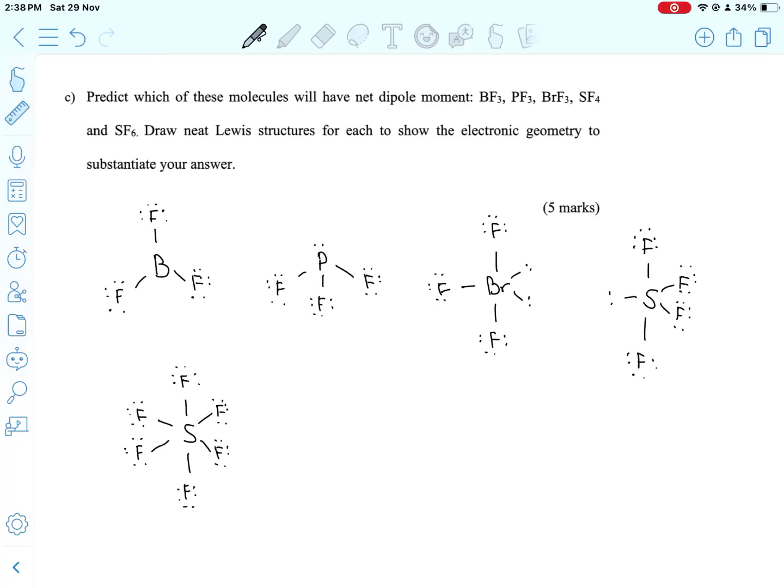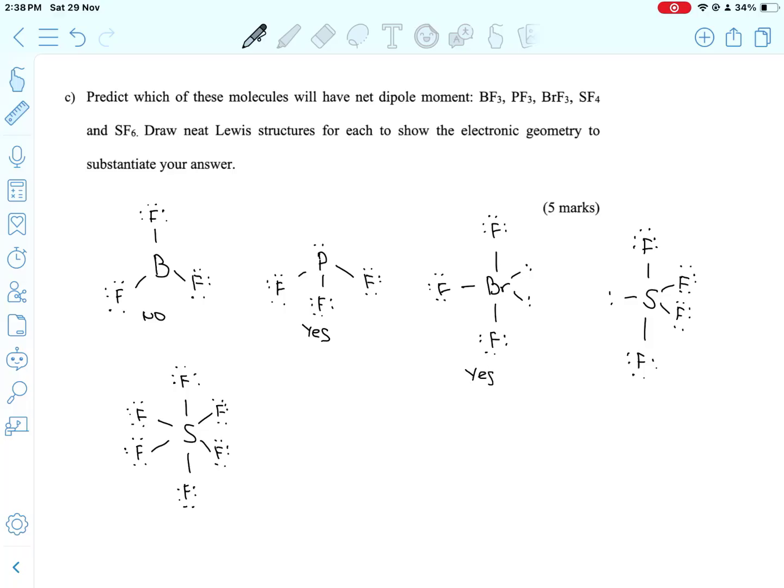Okay, so part C, we're asked to identify which has the net dipole moment. We'll definitely have to draw the Lewis structure because the question already asked for it, and we also need to identify which has the dipole. A dipole moment is caused by first having polar bonds, and secondly a non-symmetrical shape of the molecule, which your phosphorus, Br, and sulfur have.